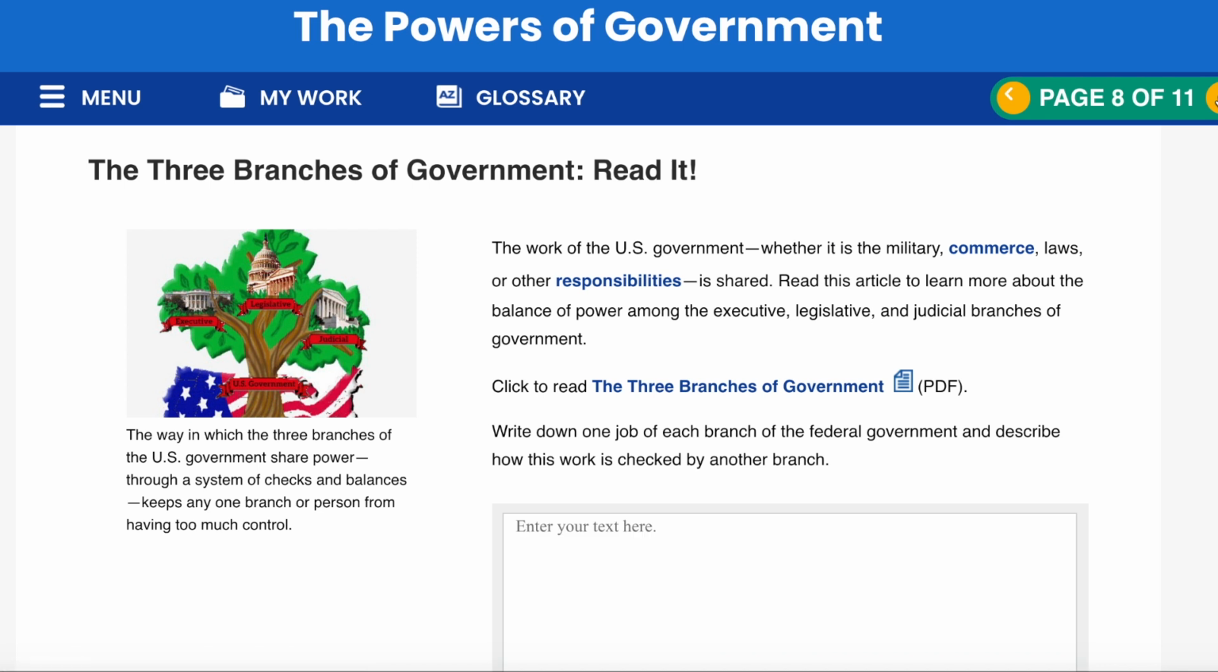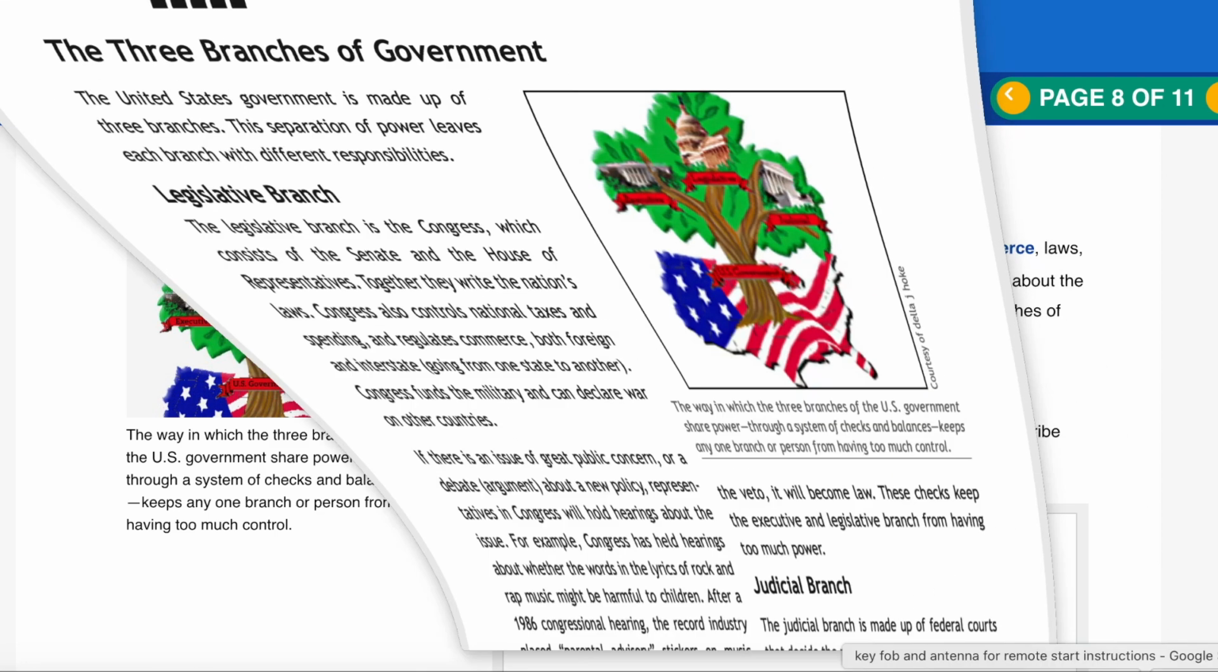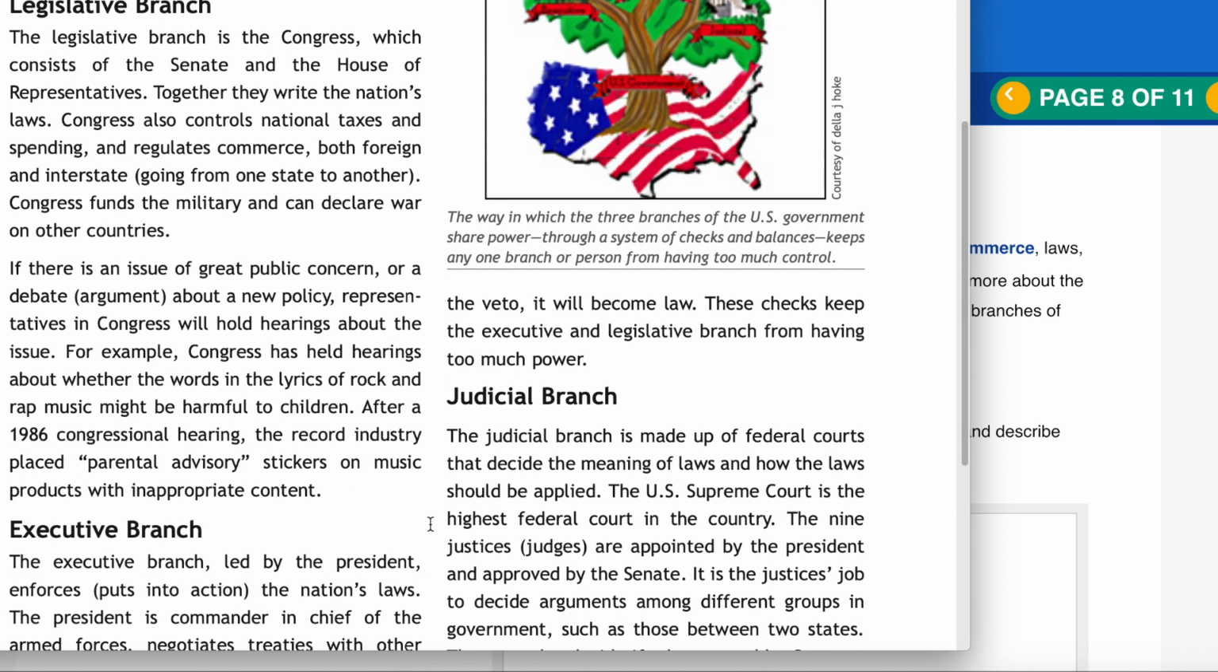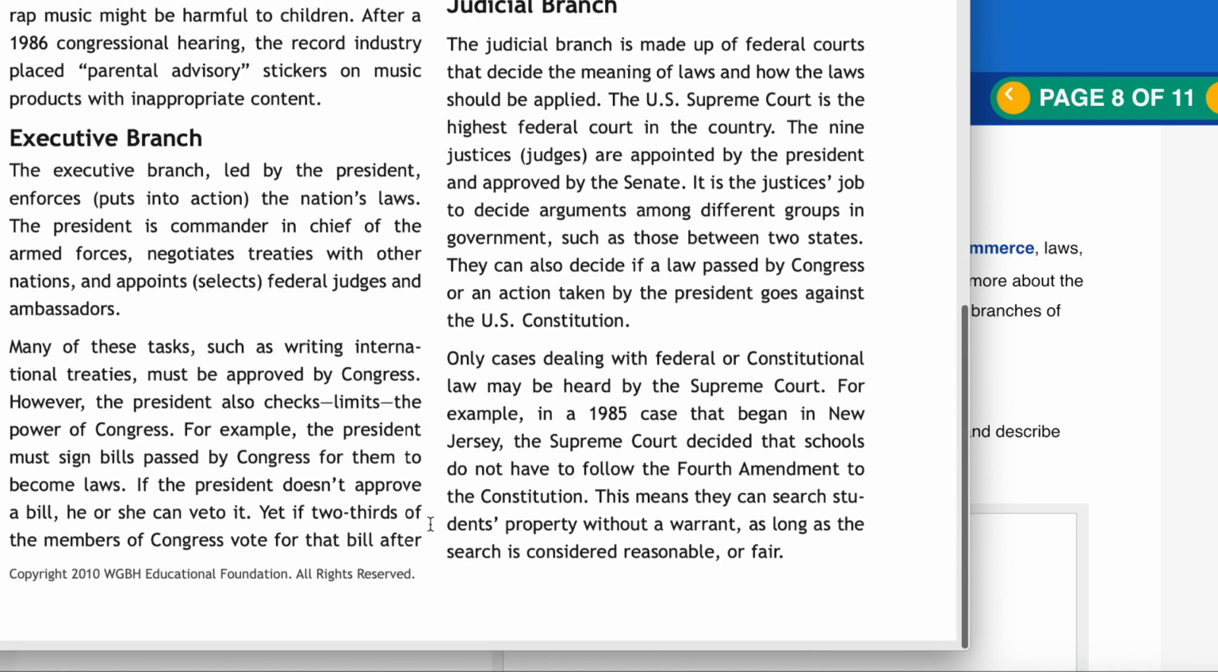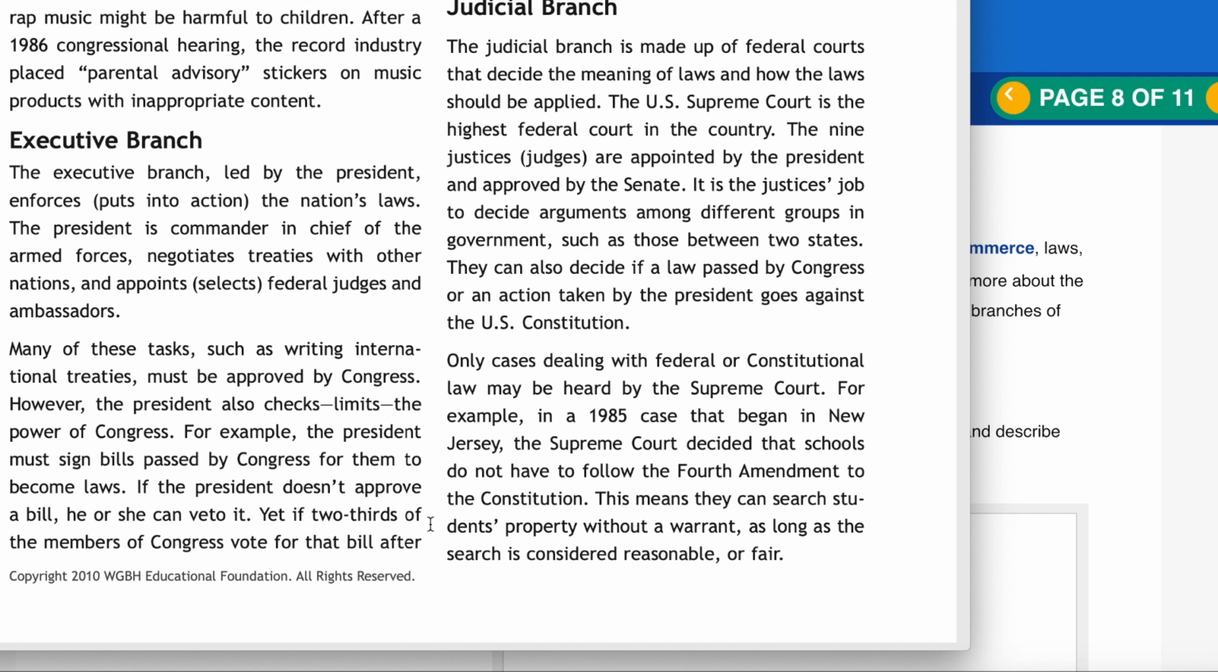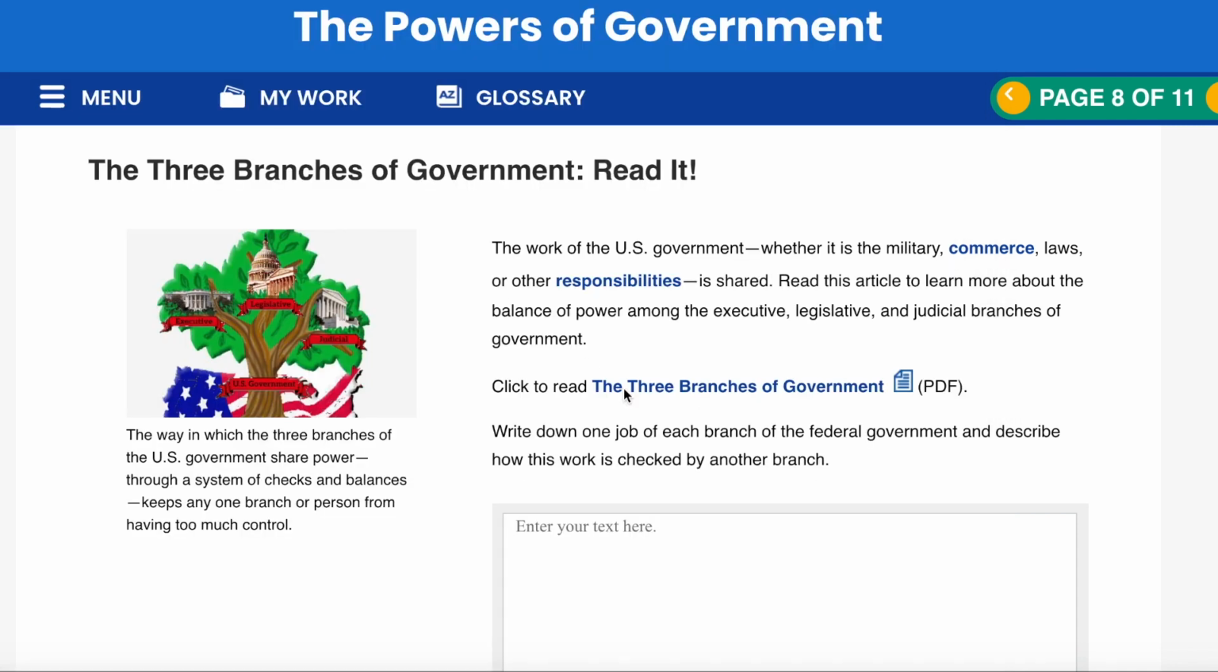The 3 branches of government. In Schoology, you should have a PDF with more information about the responsibilities of the executive, the legislative, and the judicial branches. This worksheet looks just like this, and I want you to pause the video and take a minute to read what each of these important pieces of each branch does. Then I want you to write down one job of each branch of the federal government and describe how this work is checked by at least one other branch.